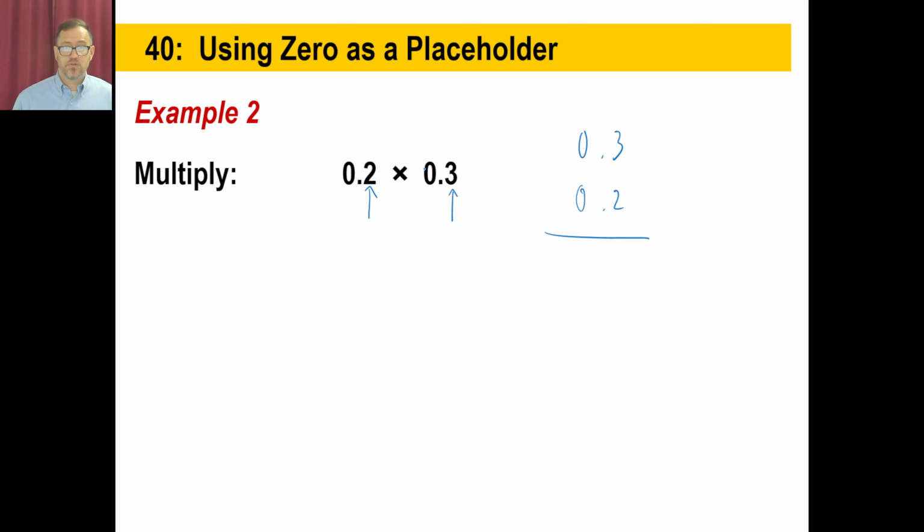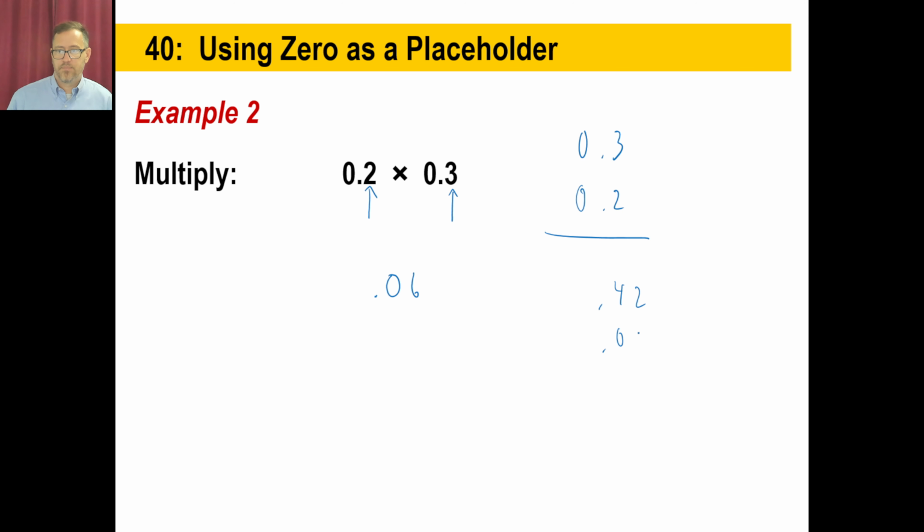So you can just go 2 times 3, 6. But you can't leave it there, obviously. So you need 2 numbers behind the decimal. What you're going to need to do is put the decimal out here, and then put 2 numbers behind the decimal. It won't be 0.6, because 0.6 is more than 0.2 and 0.3. And you're multiplying by less than 1, so you're going to get a smaller number. 0.06 is your answer.